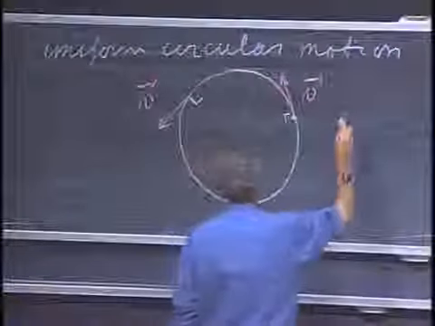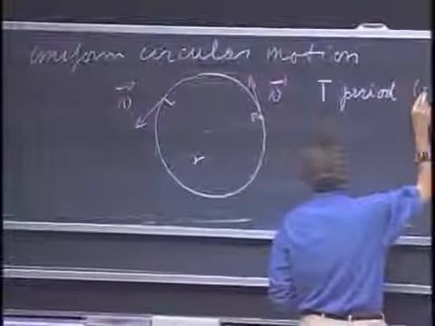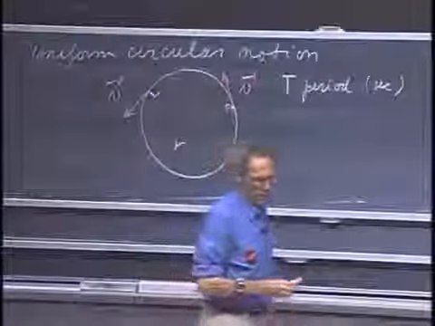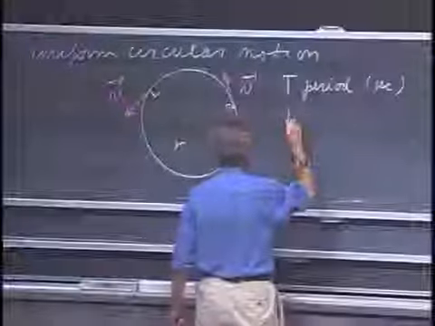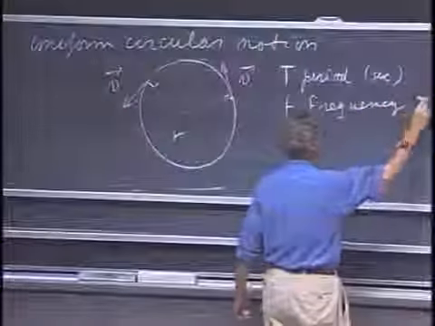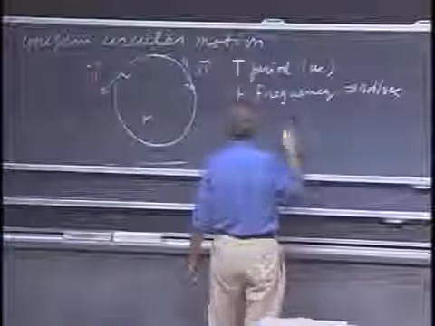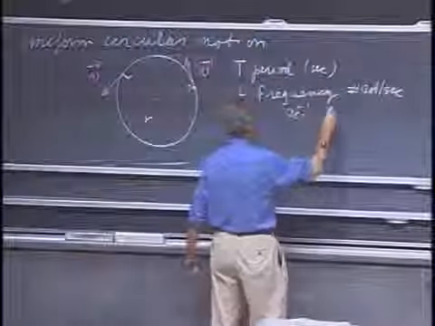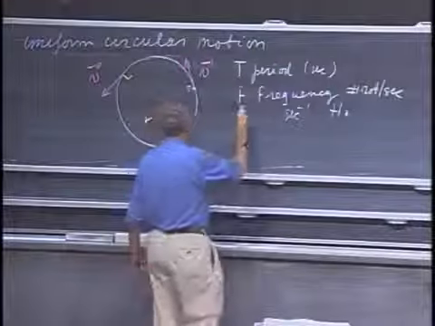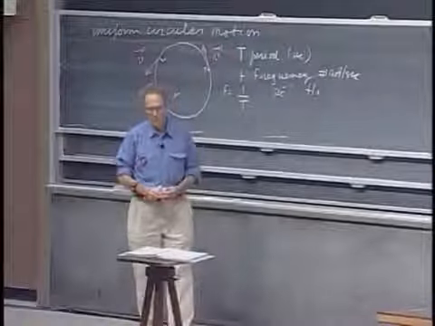We introduce T, what we call the period, of course it's in seconds, which is the time to go around once. We introduce the frequency f, which is the number of rotations per second. And so the units are second minus 1, or as most physicists would call it, hertz. And so frequency is 1 divided by T.